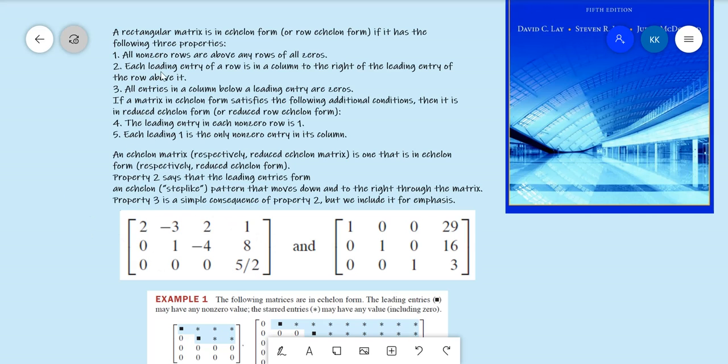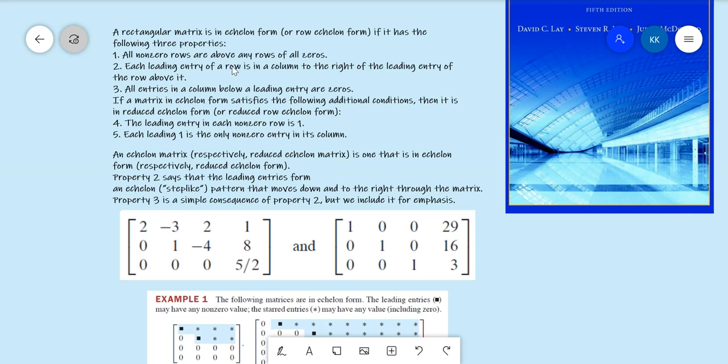So let's see the first property. All non-zero rows are above any rows of all zeros. So this is a non-zero row, and if there was a row of all zeros, then it would have been above it. In this example we don't have something like this.